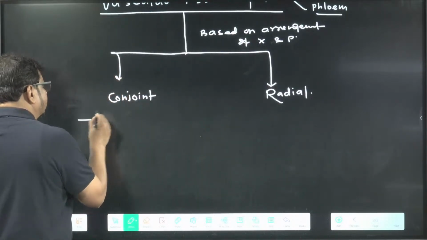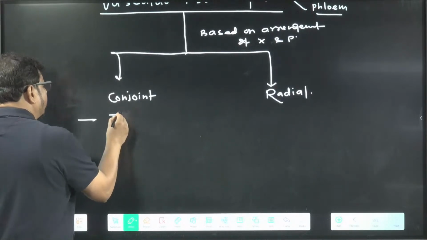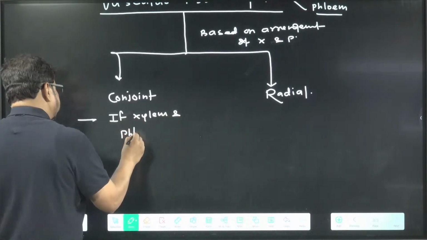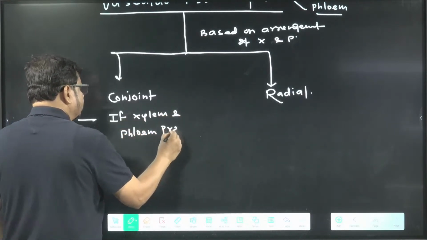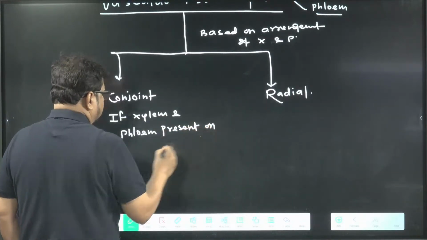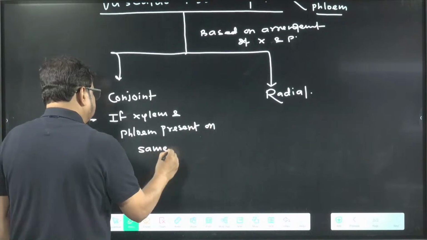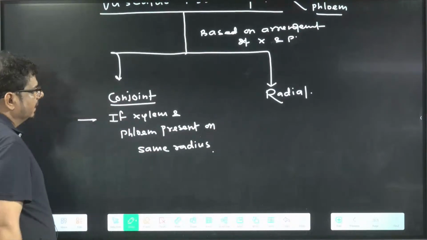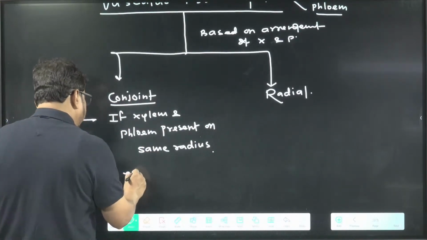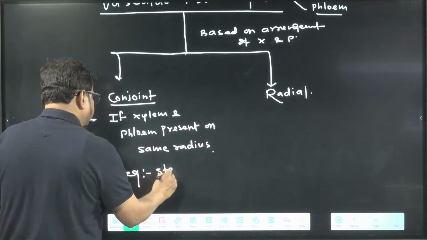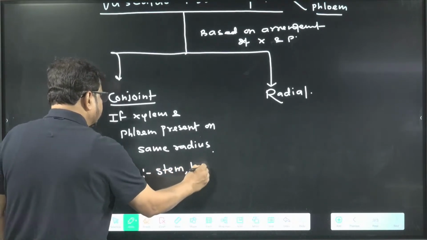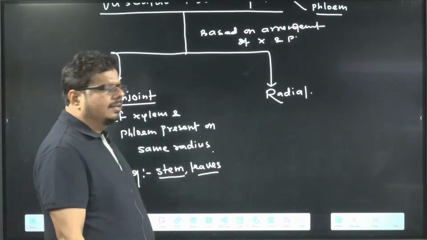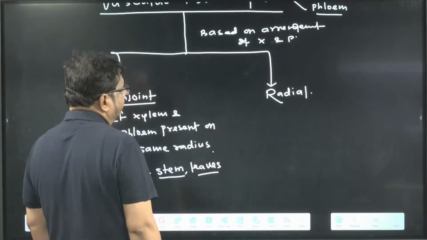What is conjoint vascular tissue system? If xylem and phloem are present on the same radius, that type of vascular tissue is called conjoint. And an example of conjoint vascular tissue system is what? A stem. Even in leaves, which kind of vascular tissue system will you find? Conjoint type of vascular tissue system. Xylem and phloem are present on the same radius.